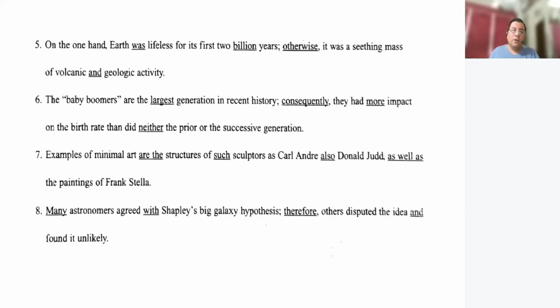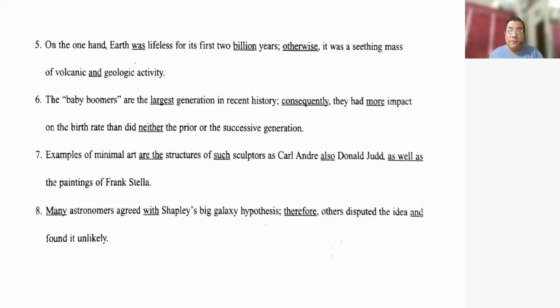All right, let's keep going with question 5. You can pause the video here so that you can try first on your own. Number 5 says, on the one hand, Earth was lifeless for its first 2 billion years. Otherwise, it was a seething mass of volcanic and geologic activity.